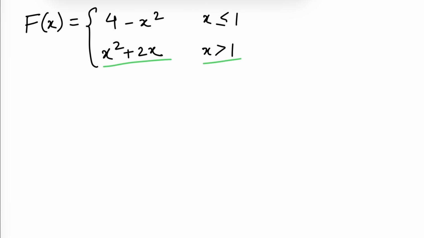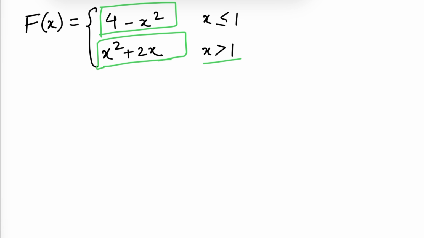Now we have this function f(x) equals 4 minus x squared, where x is less than or equal to 1, and another piecewise defined function is x squared plus 2x, which is defined for x greater than 1. So these kinds of functions, which are not linear in form, we can just try to make the graph of these particular functions individually. For example, this function and this function.